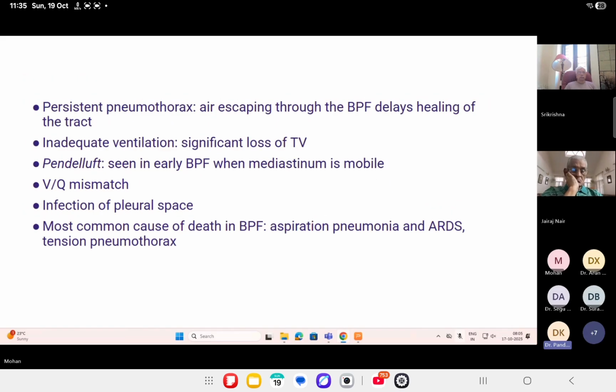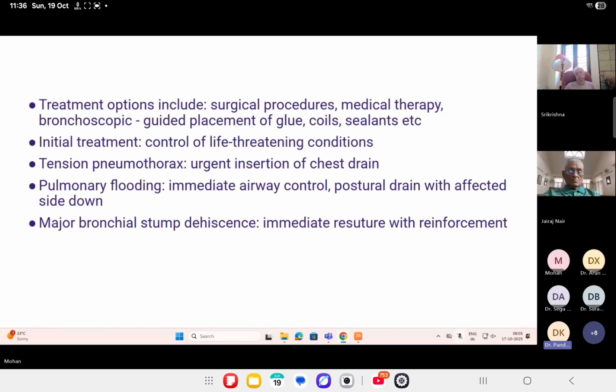So persistent pneumothorax, air escaping through the bronchopleural fistula, delays healing of the tract; inadequate ventilation because of significant loss of tidal volume; and pendulum, that is, when the mediastinum is mobile, it keeps on moving with every respiration; and V by Q mismatch. Infection of the pleural space. Most common causes of death in bronchopleural fistula are aspiration pneumonia, ARDS, and tension pneumothorax.